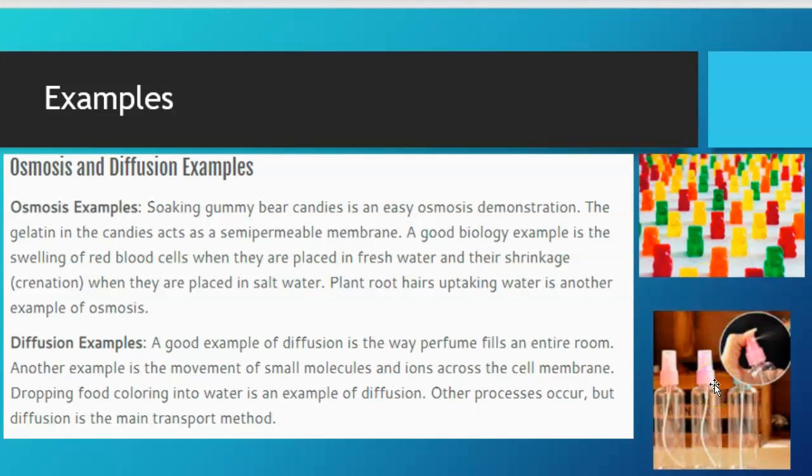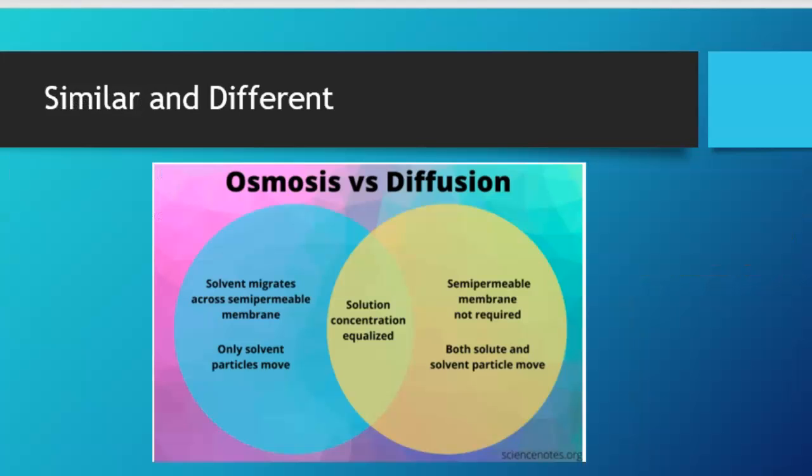And for diffusion, you can think of the way a perfume fills the air with particles. If you stand in one part of a room and spray your perfume, at first you'll only smell it right around you, but then as those perfume particles diffuse into the air, it will be able to be smelled all over the room. So think about those two examples when you're thinking about the difference between osmosis and diffusion.